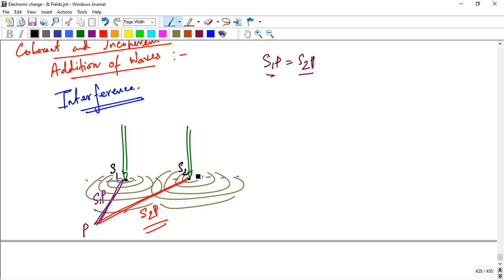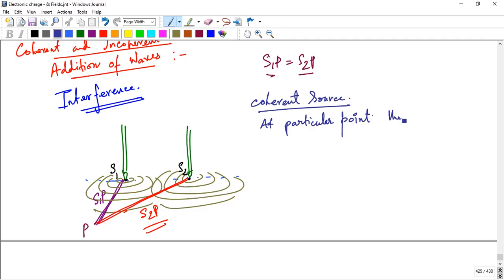This is called a coherent source. So what is a coherent source? Definition: a coherent source. At a particular point, the phase difference between the sources, and the displacement produced by each wave, does not change with time. Phase means angle.